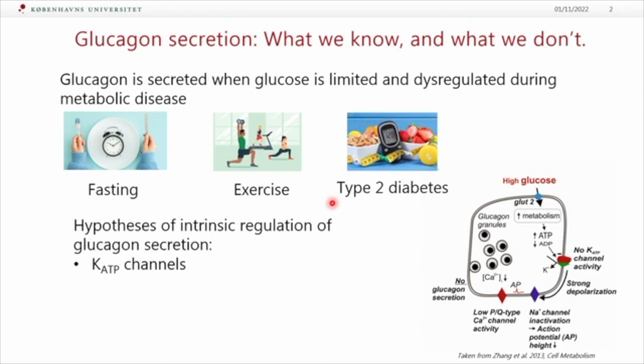And because of differential expression of membrane channels on alpha and beta cells, instead of stimulating glucagon release, this inactivates sodium channels and prevents the influx of calcium that's needed for glucagon secretion.